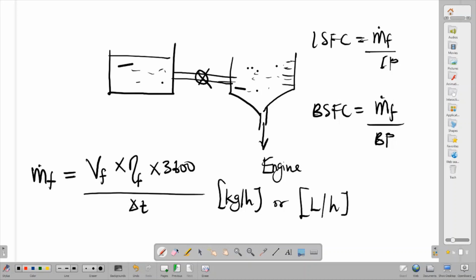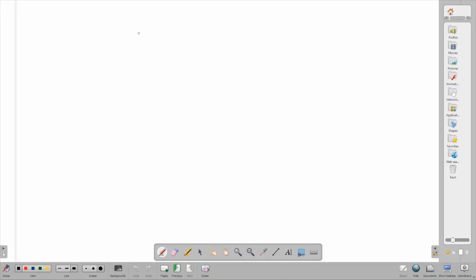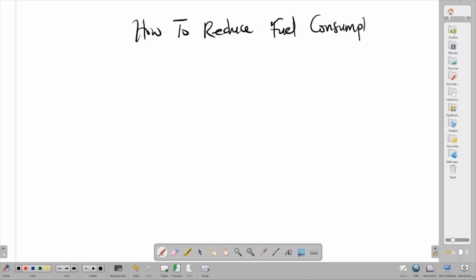Now, how do we reduce fuel consumption of our vehicle? There are several ways by which we can reduce fuel consumption of our vehicle.